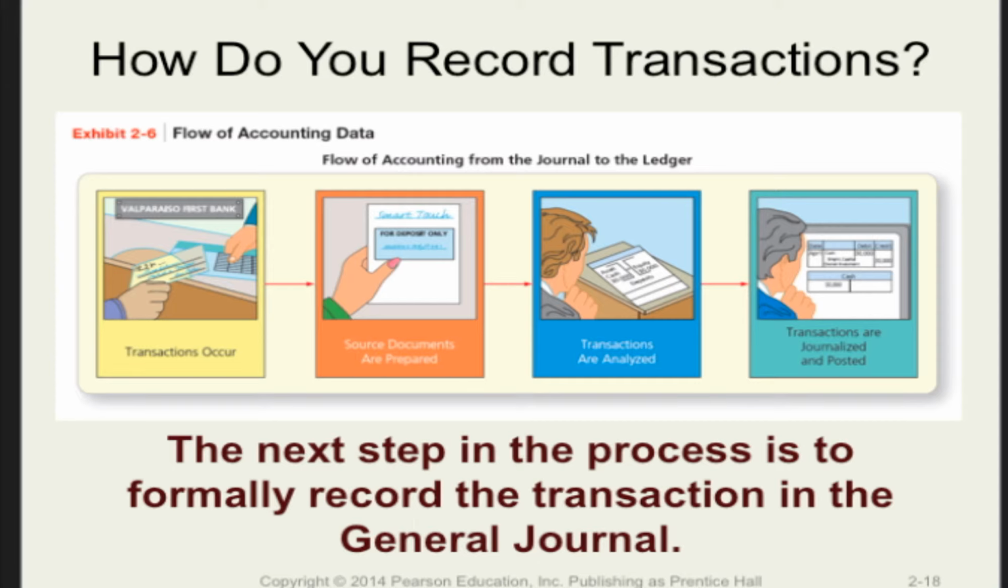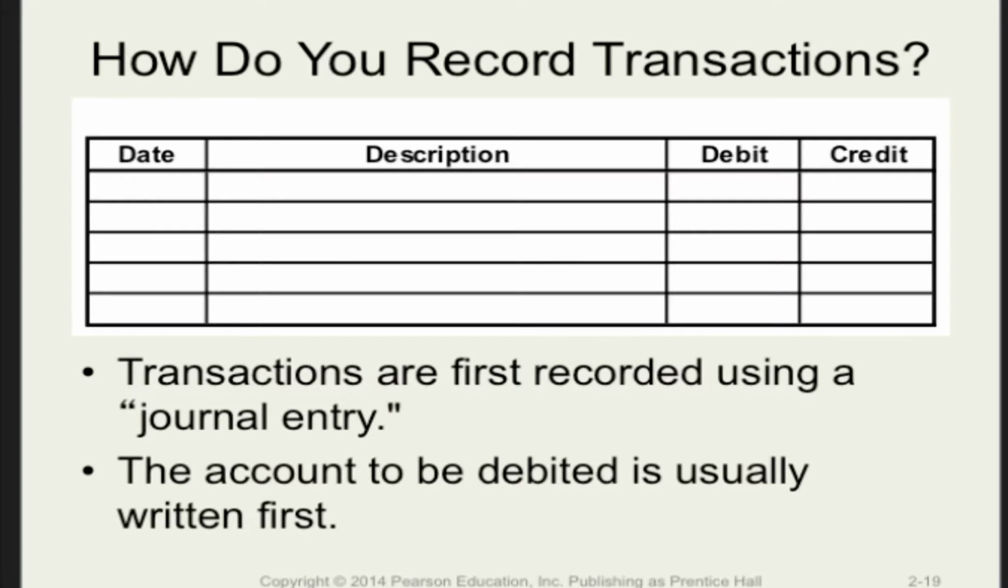The next major step in the recording process is to formally enter the transaction information into the general journal. Essentially, the general journal is a chronological record of each of the transactions recorded in a standardized format. The journal entry format is standardized.